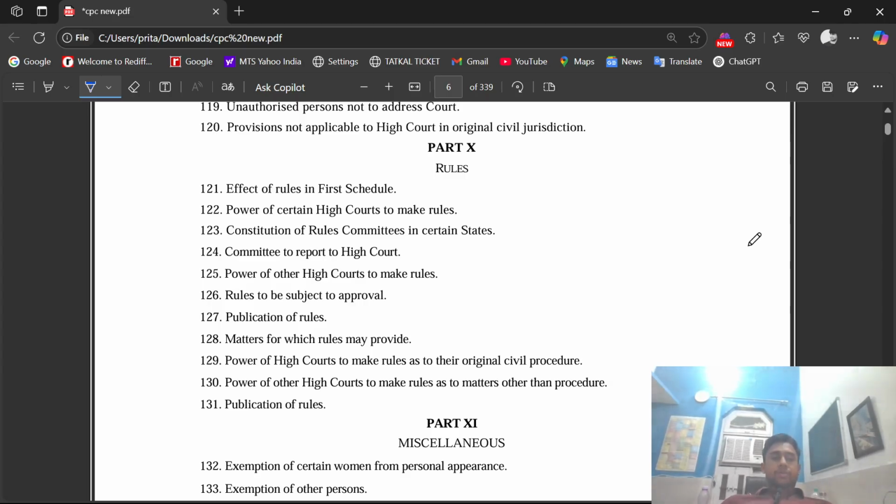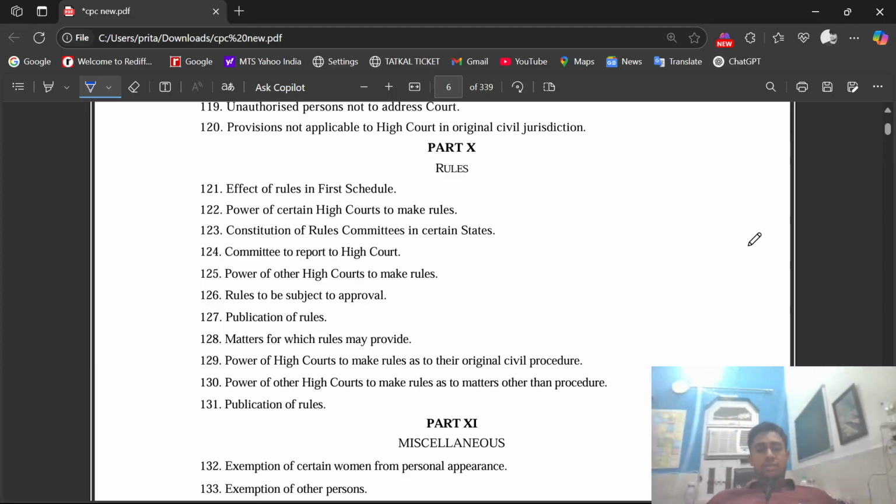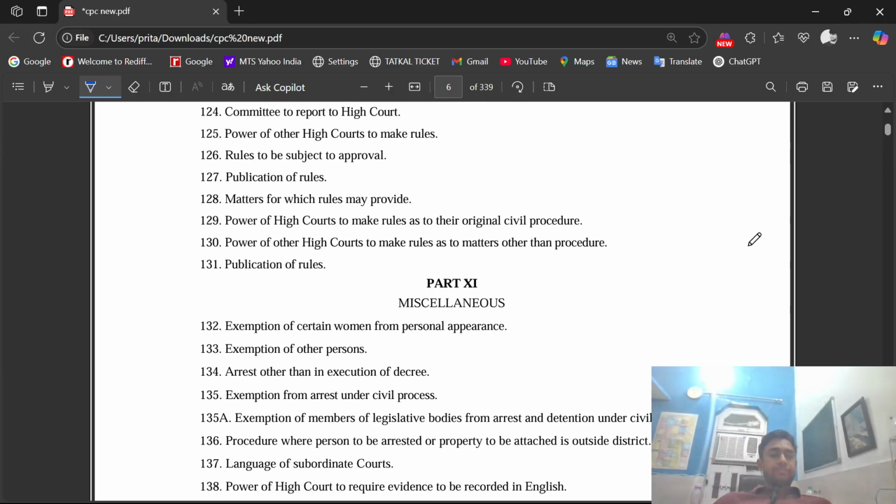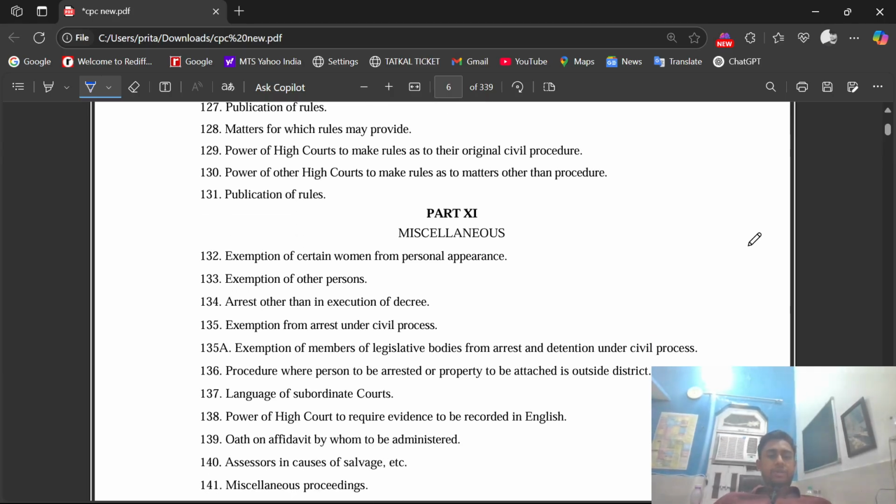Section 124, committee to report to High Court. Section 125, power of other High Court to make rules. Section 126, rules to be subject to approval. Section 127, publication of rules. Section 128, matter for which rules may provide. Section 129, power of High Court to make rules as to their original civil procedure. Section 130, power of other High Courts to make rules as to matter other than procedure. Section 131, publication of rules. Part 11, Miscellaneous. Section 132.